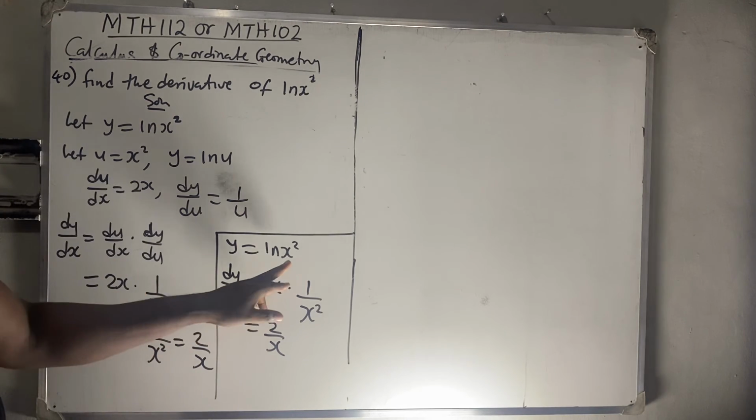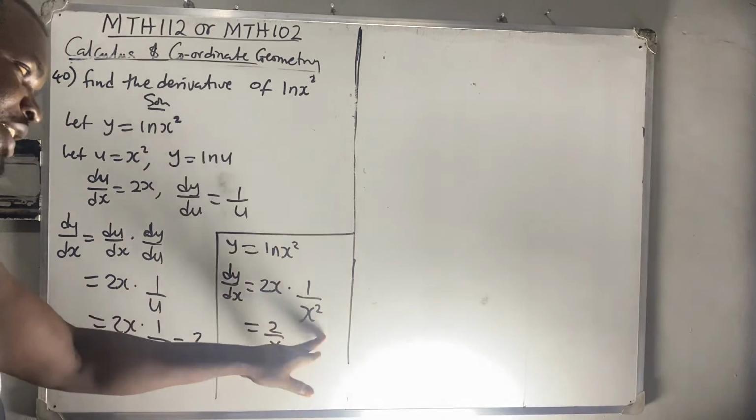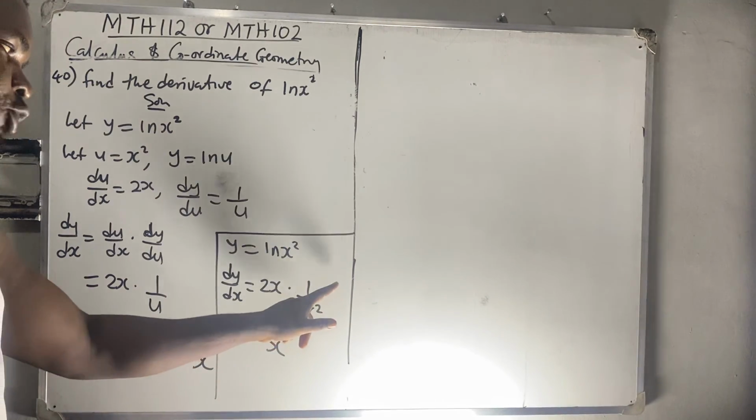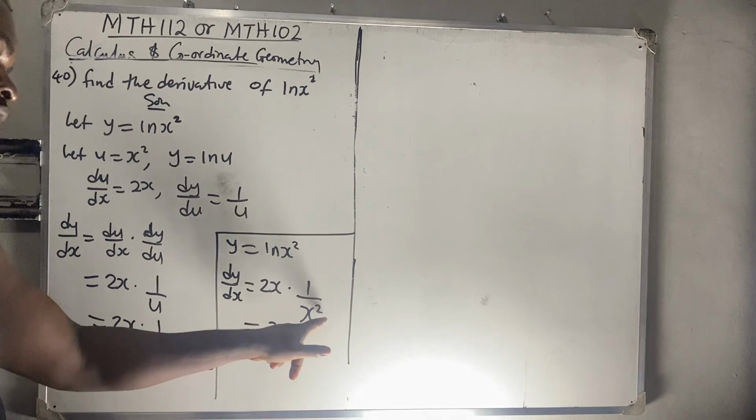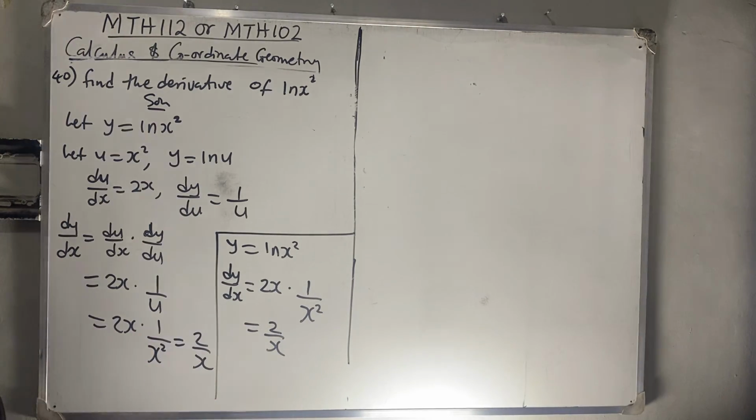I hope you understood what I did here. Differentiate the bracket is 2x. Differentiate ln something is 1 over that same thing. And this time this will give you 2x over x squared. So x cancelling one of the x here, I have 2 over x, which is exactly the same result as the other one.